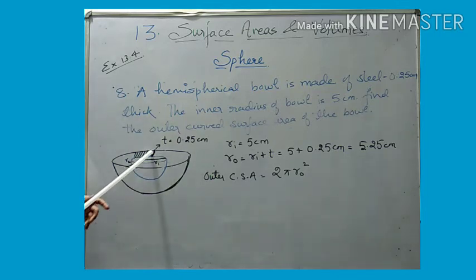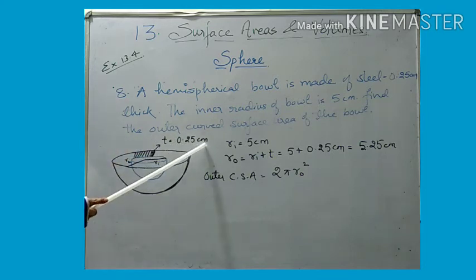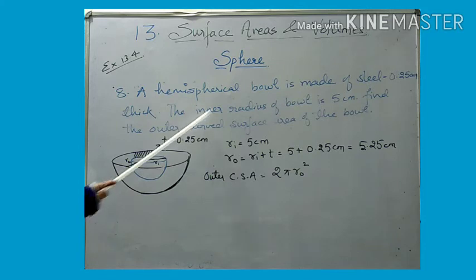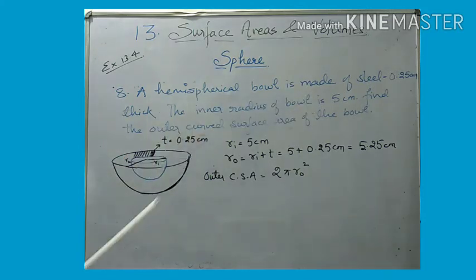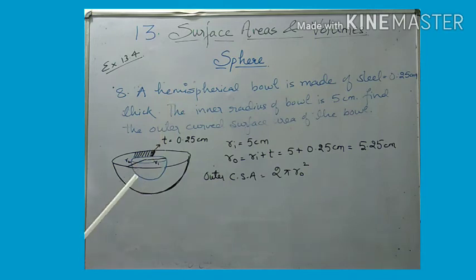तो उसका थिकनेस कितना है? उस बाउल का थिकनेस है 0.25 सेंटीमीटर. एंड व्हाट इज द इनर रेडियस? इनर रेडियस कितना है? व्हाट इज गिवन? द इनर रेडियस ऑफ द बाउल इज 5 सेंटीमीटर. वी हैव टू फाइंड द आउटर कर्व्ड सरफेस एरिया ऑफ द बाउल. क्लियर? सो इनर रेडियस कितना आया? 5 सेंटीमीटर. तो आउटर रेडियस क्या हो जाएगा?